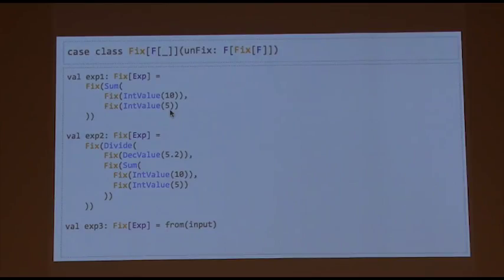How can I get expression from fix of an expression? Anyone? How can I go from fix of expression to expression? Check the type signature. How can I go from fix of f to f? I can just call unfix. I can just say expression.unfix, and this will give me the expression.